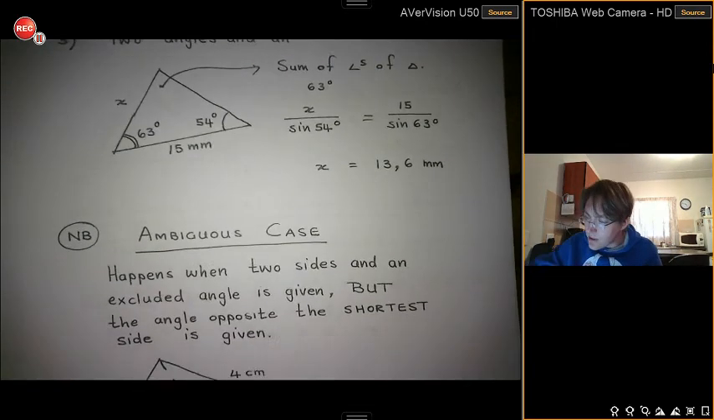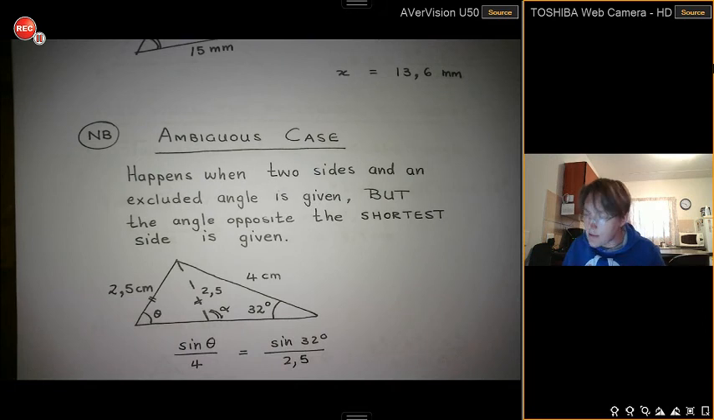Okay. Then the ambiguous case. Now the ambiguous case, what that does, it means you have to solve two possible triangles. And the reason you have to solve two possible triangles is because the information given can result in one triangle that has an acute angle or a different triangle that could have an obtuse angle. So you have to be very careful with the ambiguous case. Please don't always do the ambiguous case.